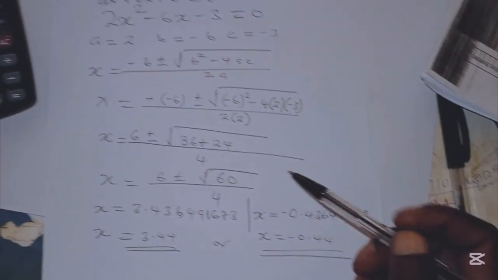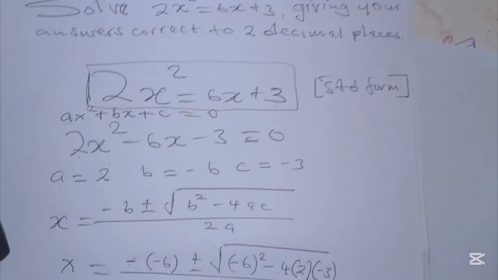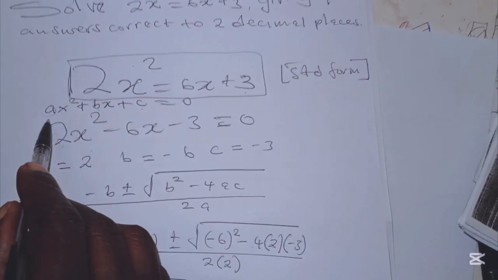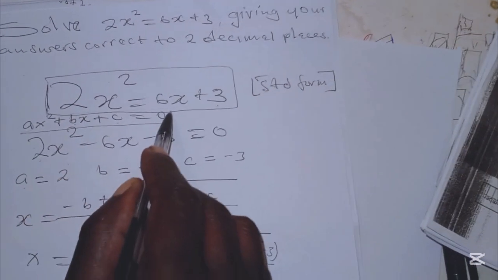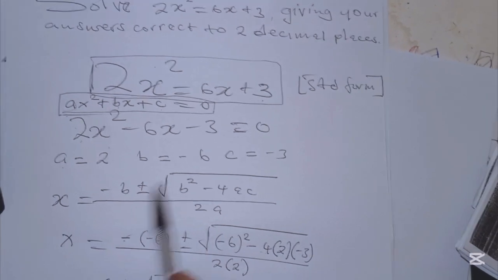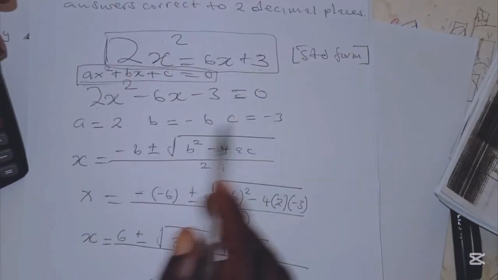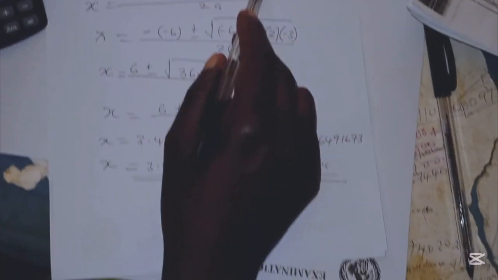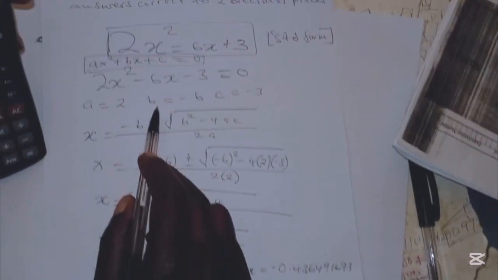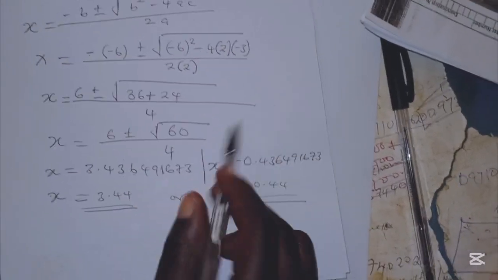So what was I saying? Number one, are you able to change this question into standard form? What do we mean by standard form? It should be in this form, where ax squared plus bx plus c equals 0. If that is the case, put them like this. Are you able to identify your a, your b, and your c? If it is yes, then you substitute them nicely.